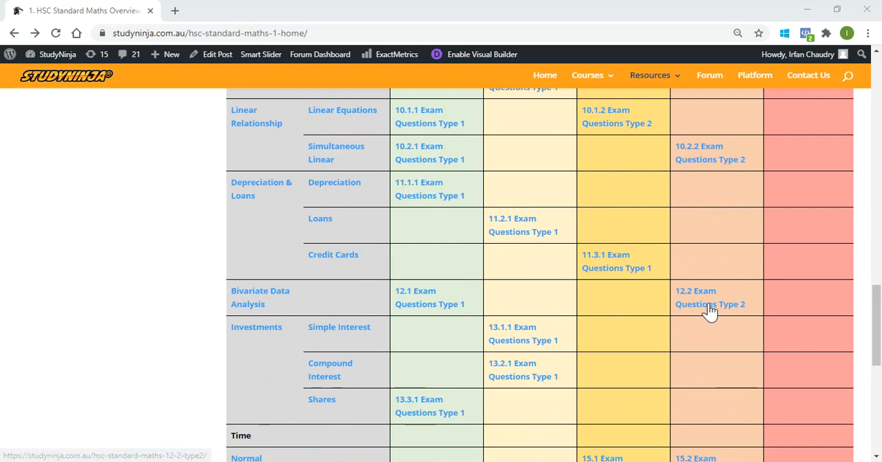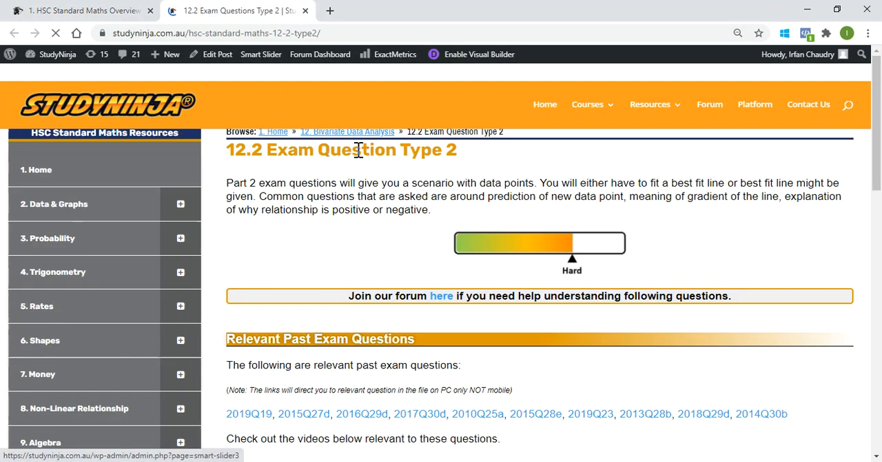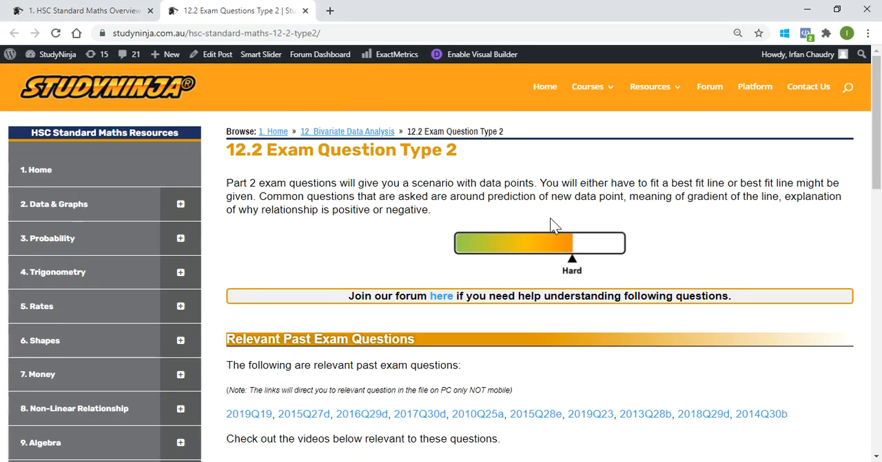So it's from this topic, 12.2, exam question type 2. These types of questions generally, at the very least, appear hard, but we'll solve it step by step and see how we go. Okay, so let's open the question.